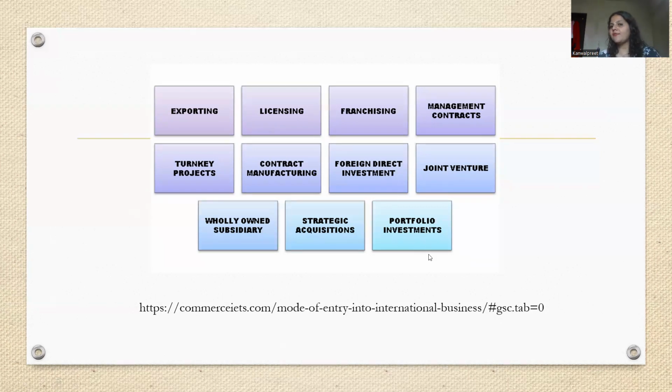What is the difference between FDI and portfolio investment? Okay, whether you can become owner in the foreign country. What is strategic acquisition? What is wholly owned subsidiary? Contract manufacturing, turnkey projects. Okay, now there are so many. You have green investment. Okay, now you are completely going to another country.